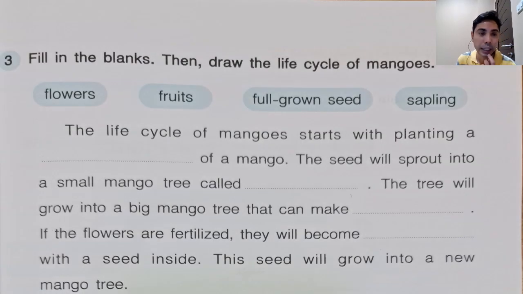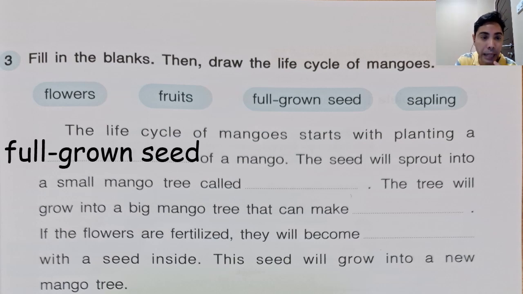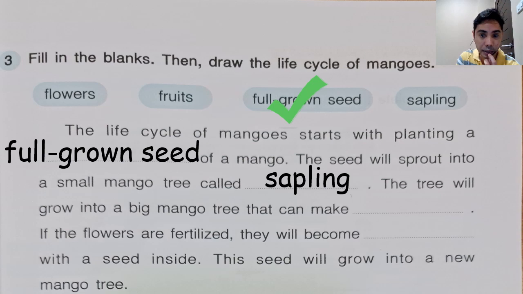Let us go on page 75. Let us fill in the blanks and then draw the life cycle of mangoes. Let us start. The life cycle of mangoes starts with planting a, what do we plant? Yes, we plant a full-grown seed of a mango. Now we can put a check on the word seed so that we know that we are finished for this word. Next, the seed will sprout or grow into a small mango tree, and that tree is called sapling.